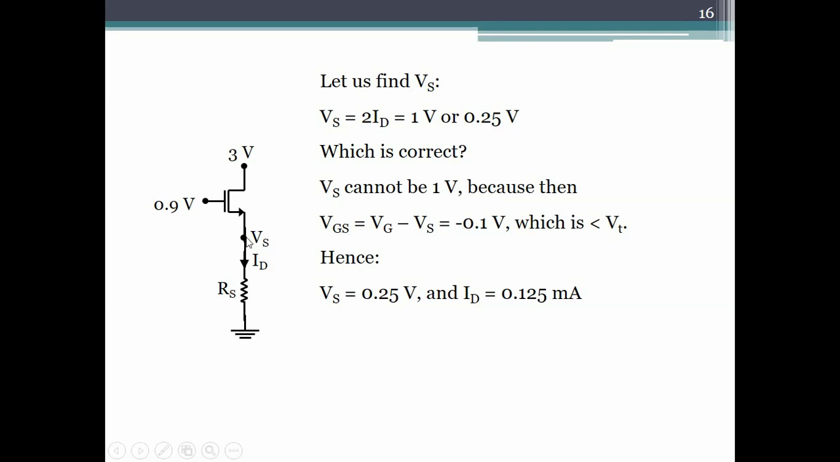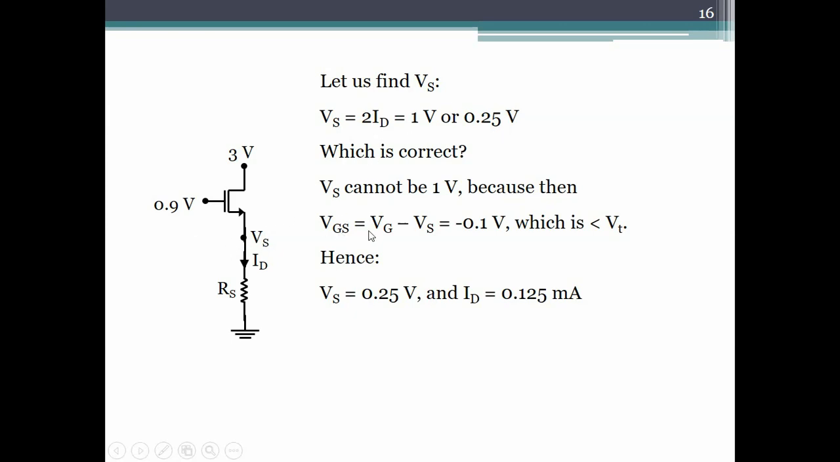Which is a correct value? VS cannot be 1 because if VS is 1, VGS will be negative, which means the transistor would be off, which is not possible in this circuit if you think about it. This transistor cannot be off. Okay, think about it actually. It's a good question. Why can this transistor not be off? Alright, what contradiction will this lead to if you assume an off transistor? Alright, homework. So anyway, that is not correct. So 0.25 is the correct answer.